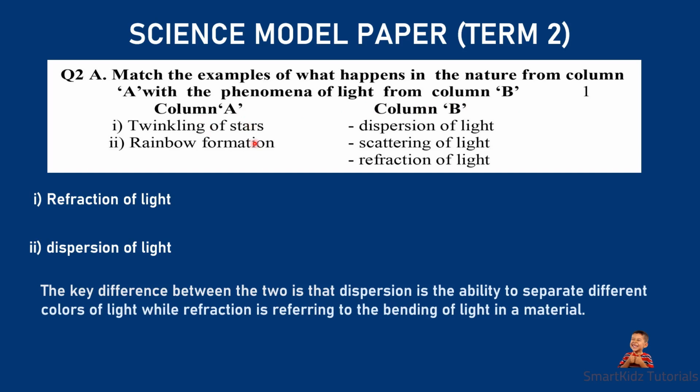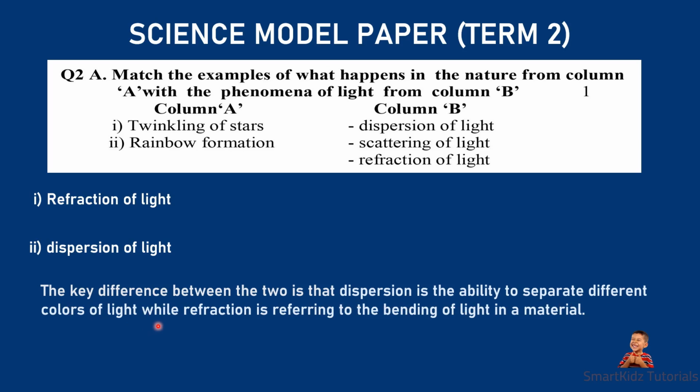In column A we are given twinkling of stars and rainbow formation, and in column B we are given dispersion of light, scattering of light, and refraction of light. Now, twinkling of stars is refraction of light, and rainbow formation is dispersion of light. What is the difference between refraction and dispersion, you will ask? The difference is that dispersion is the ability to separate different colors of light.